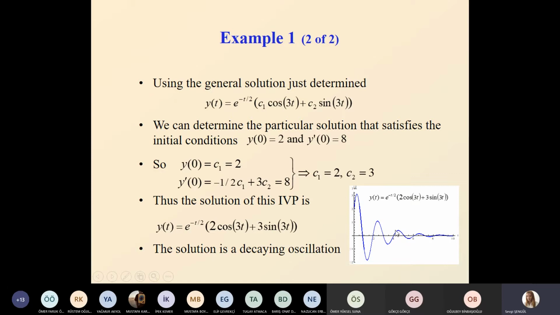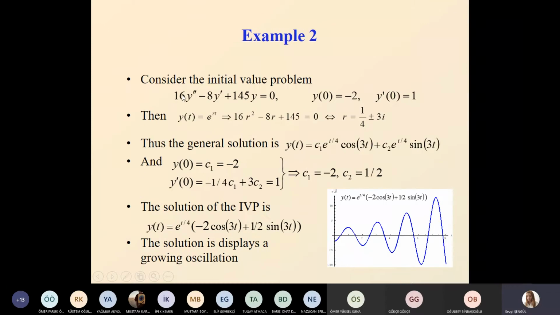And as you can see, the solution is like decaying oscillations. If you have complex roots, since the solution is going to be formed with exponentials and cosines and sines together, you will see the solutions in that form, the oscillations. Okay. And this is another example. Again, our characteristic equation 16r squared minus 8r plus 145 is 0.